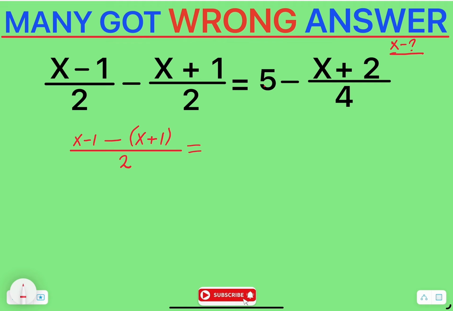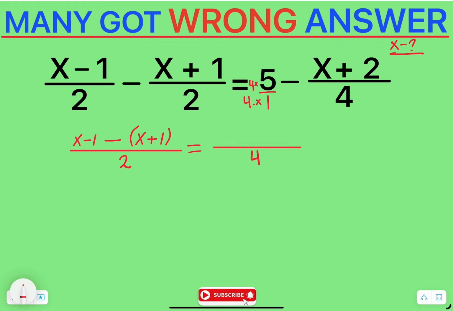Equals to, same thing here. We have 5 minus this fraction. We can make 5 a fraction too. And to have the lowest common multiple, I will make this fraction 5 over 1 to have denominator 4. I will multiply both numerator and denominator by 4. So now both fractions have 4. So my denominator for this right side will be 4.